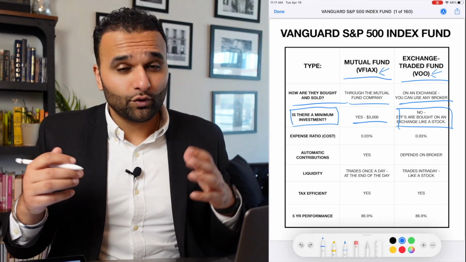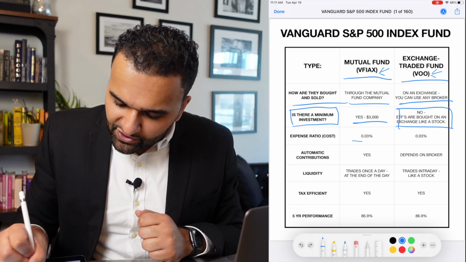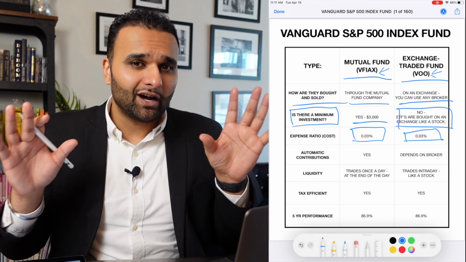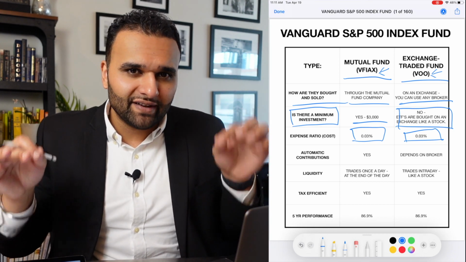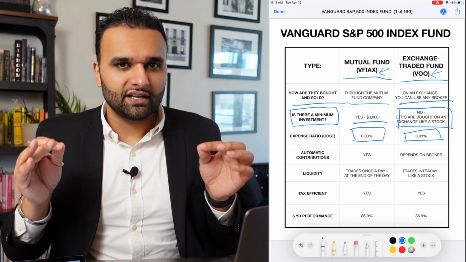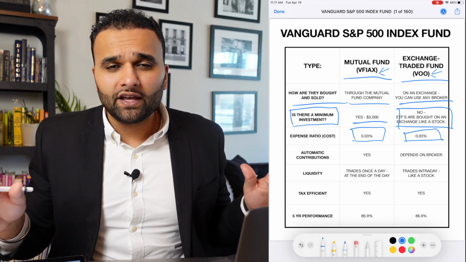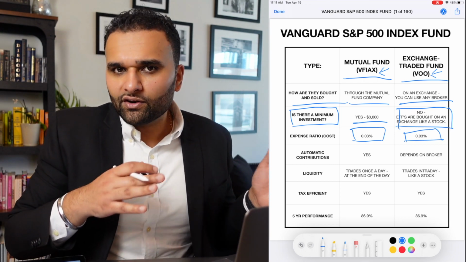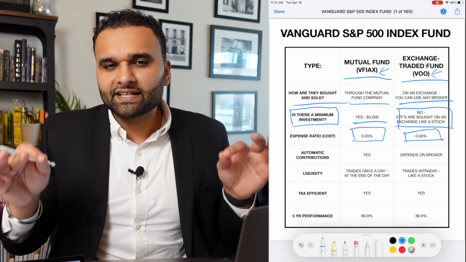The third key difference, or should I say similarity, between these two funds is that they both have an expense ratio of 0.03%. And for those of you that are new to index fund investing, this is the beauty of index fund investing. Index fund investing is extremely cost effective. And if you don't know what an expense ratio is, it's effectively the annual fee that Vanguard will charge you to invest your money in their mutual fund or in their ETF. Literally every mutual fund and ETF on this planet has an expense ratio.